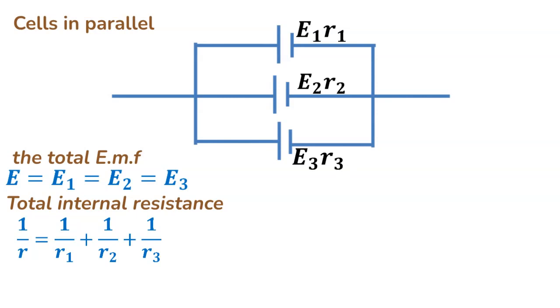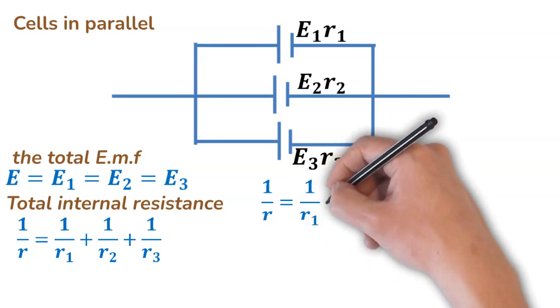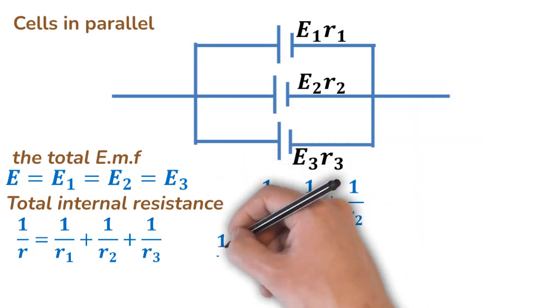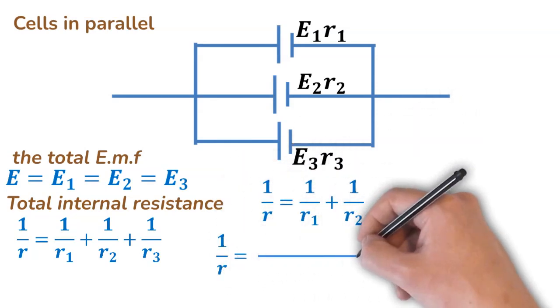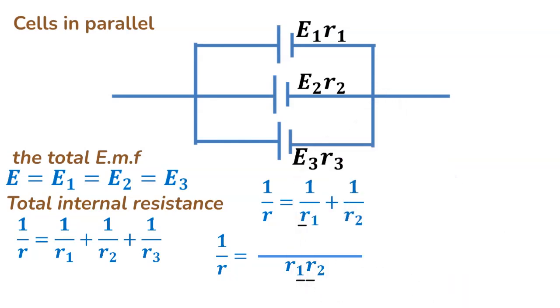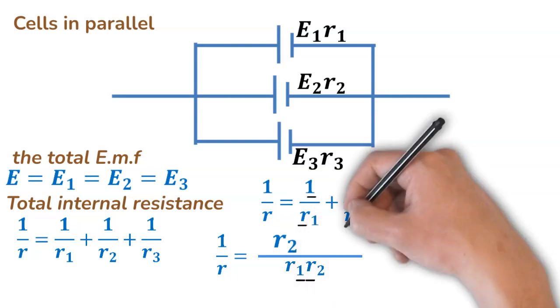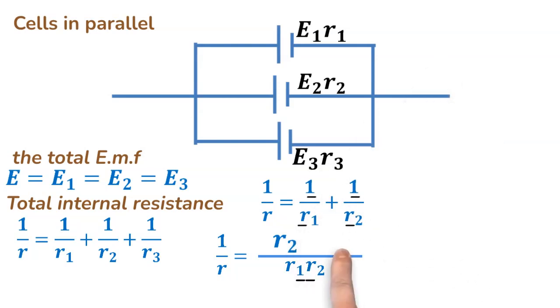Now, if you have two resistors, that's R1, R2 in parallel, the effective resistance will be given as 1 over R equals 1 over R1 plus 1 over R2. So the LCM is R1 R2. R1 R2 divided by R1 times 1 is R2. R1 R2 divided by R2 times 1, we have R1.